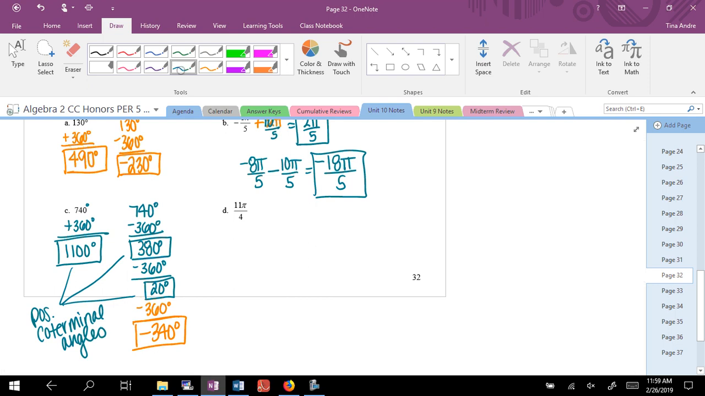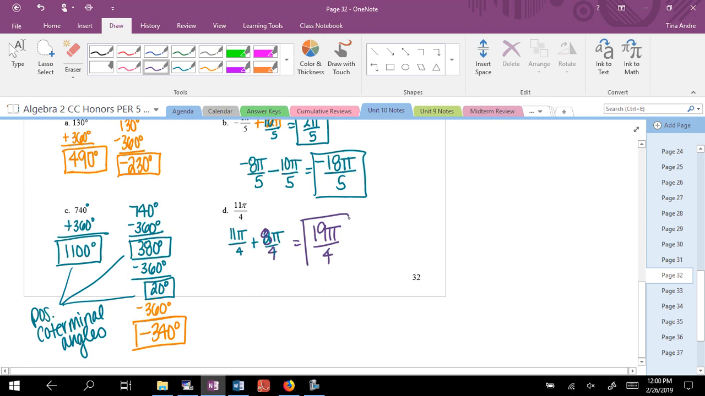And then the last one here, same thing with using 2 pi. So think about it as you're going to add 2 pi to this, which means I really need to make this 4 on the bottom. So I'm going to times it by 4. So times by 4, so 8 pi over 4. So that's going to give us 19 pi over 4. So there's your positive. And then we're going to get the negative by subtracting.